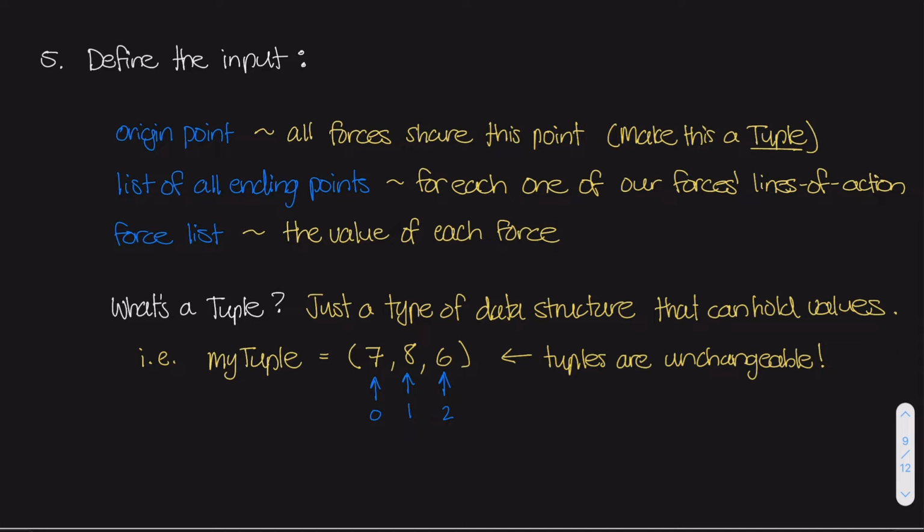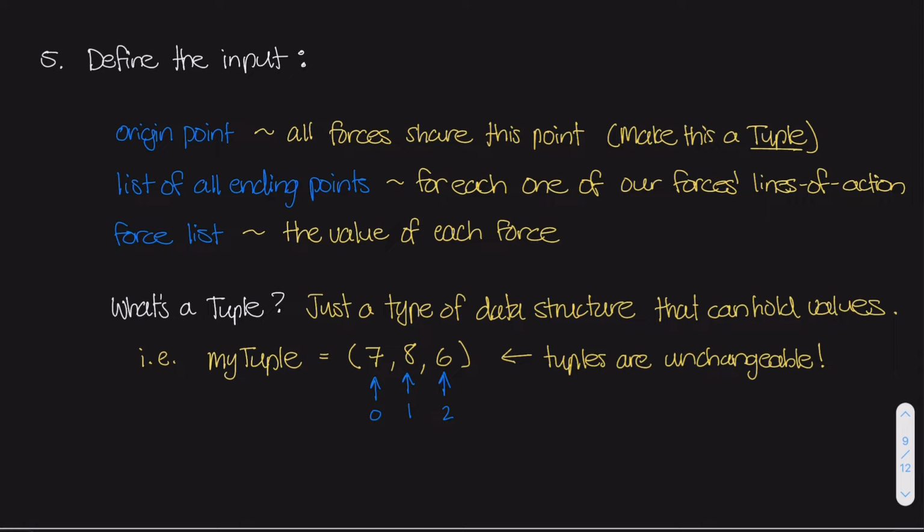Along with those points, we also need a list that contains our force values. Each force that's acting on particle A naught is going to have a value of some magnitude. We need to keep those forces also in a list so that we can iterate through them and figure out their x, y, and z components for later use. I already went over what a tuple is, but again, it's just a type of data structure that can hold values.